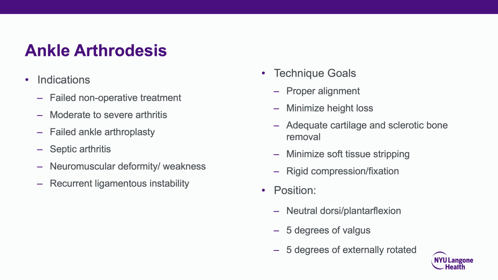The indications, therefore, for an ankle arthrodesis are failed non-operative treatment, moderate to severe arthritis, a failed ankle arthroplasty, septic arthritis, neuromuscular deformity and weakness, and recurrent ligamentous instability. Technique goals are the same as they would be in any surgery: to restore proper mechanical alignment, minimize height loss, minimize soft tissue stripping, and rigid compression and fixation.